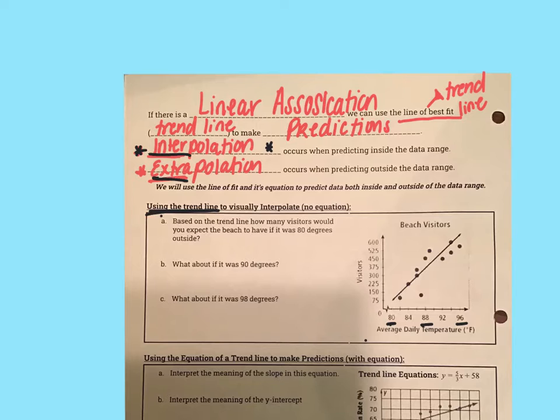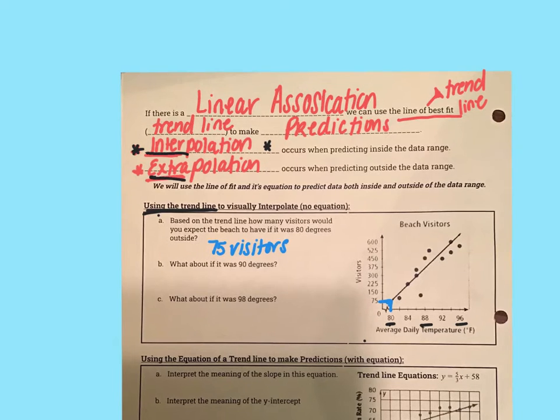So it's talking about 80 degrees. So if I were to draw a line up to where the line is at 80 degrees, which it's just barely there, and then draw a line over to the y-axis, I would say that at 80 degrees, there's about 75 visitors. Again, we're making predictions. So if you told me 74, you're not wrong, as long as we're close. So about 75 visitors. Make sure you're labeling.